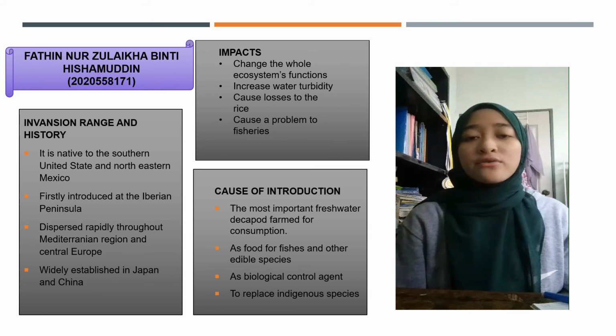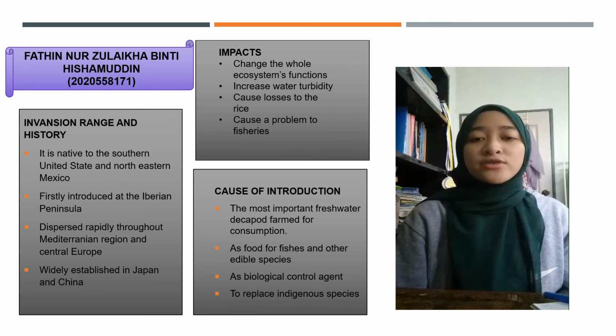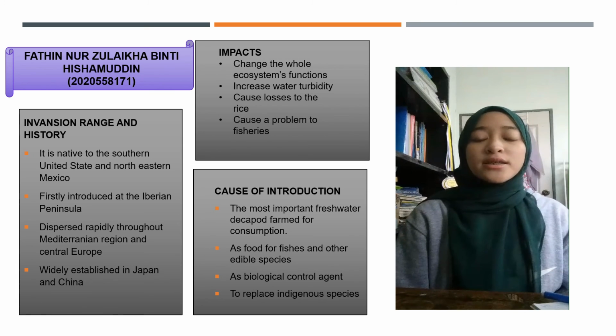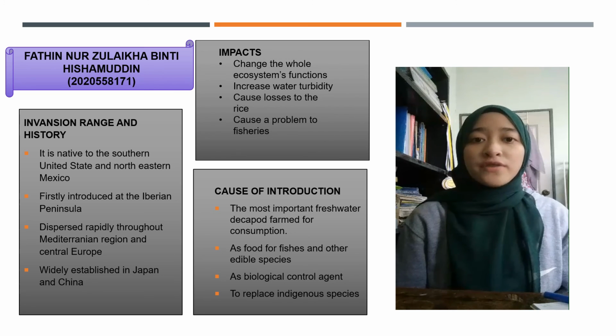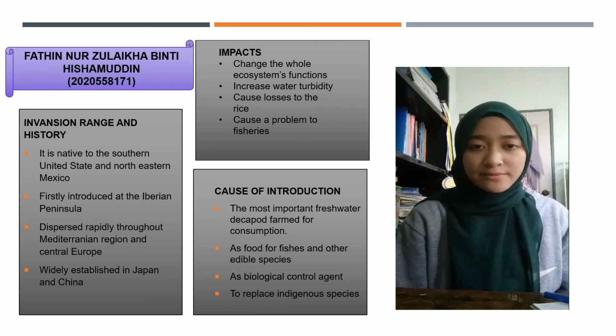So why was the red swamp crayfish introduced in the first place? First, the red swamp crayfish is the most important freshwater decapod farmed for consumption. Second, it can function as food for fishes and other edible species such as bullfrogs. Third, it was also introduced in Africa as a biological control agent to reduce the snail population. And lastly, it was also introduced in Europe to replace the indigenous species.